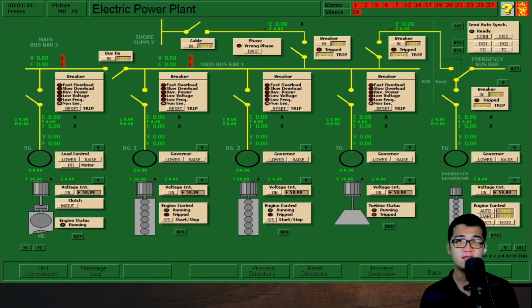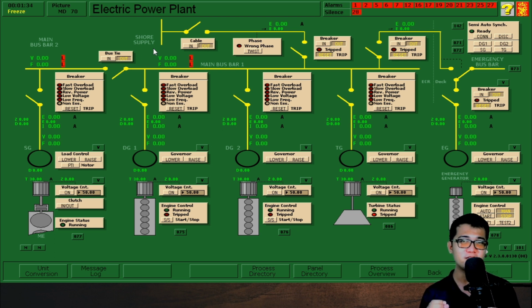Now, shown here is our electrical power plant. Now, notice here that this is where our ship's electrical power is generated, particularly by our shaft generator, the two generators, diesel generators 1 and diesel generator 2, the turbine generator, and emergency generator. We have also here our shore supply, meaning we can take our power source from something that is external to our ship, particularly when the ship is berthed.